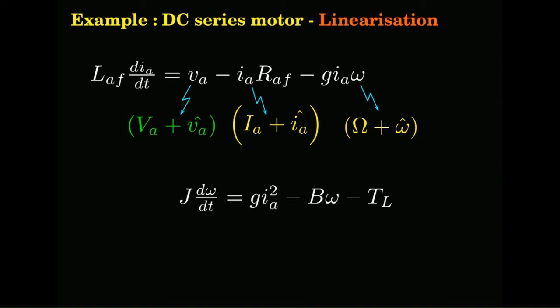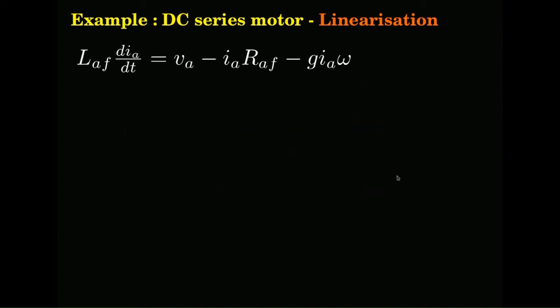Likewise, for the other state equation also, here I will be replacing IA with IA plus IA hat, omega as omega plus omega hat, these two. Okay. So, let us see. Now, this is a generic equation, that is the equation for the DC series motor. Just want to make this point clear, so that you will be able to take it up in any other system also.